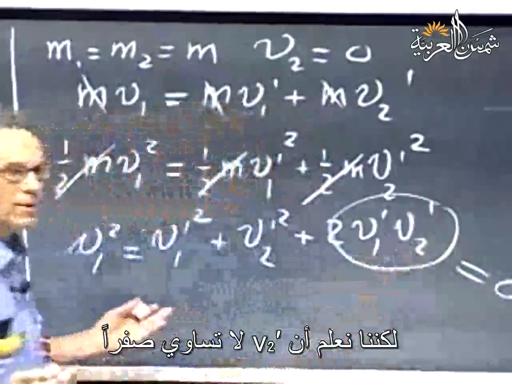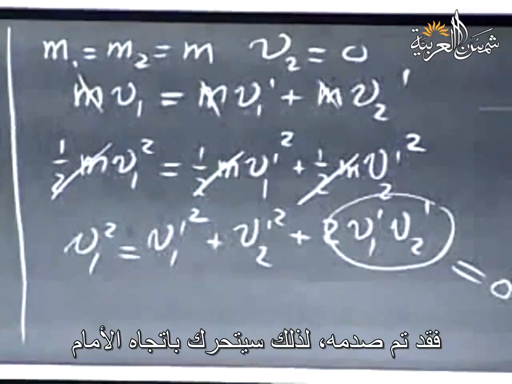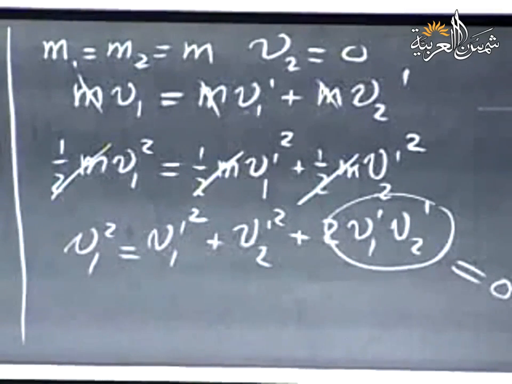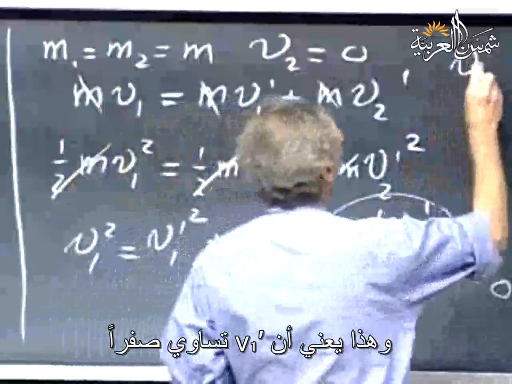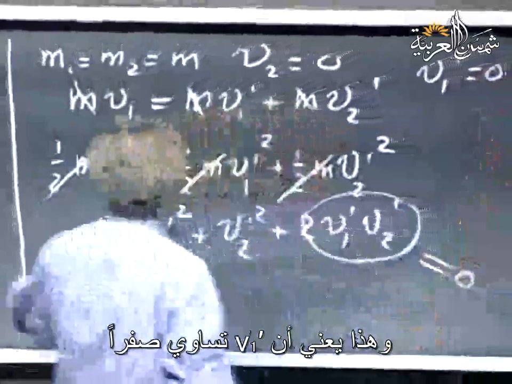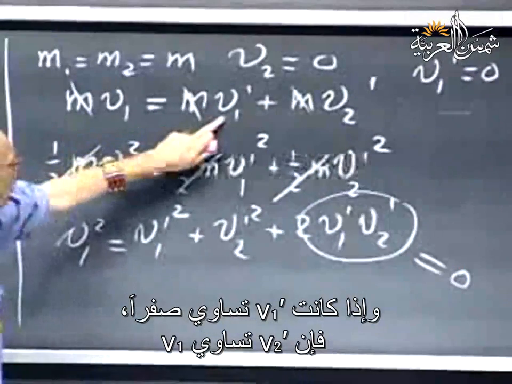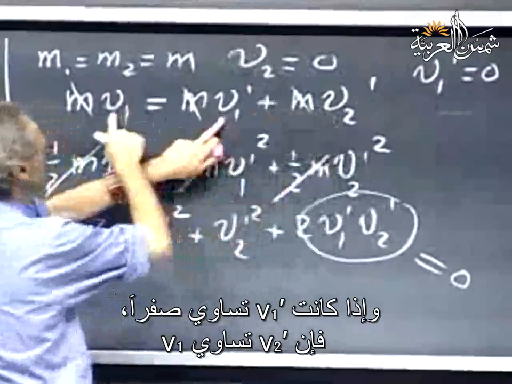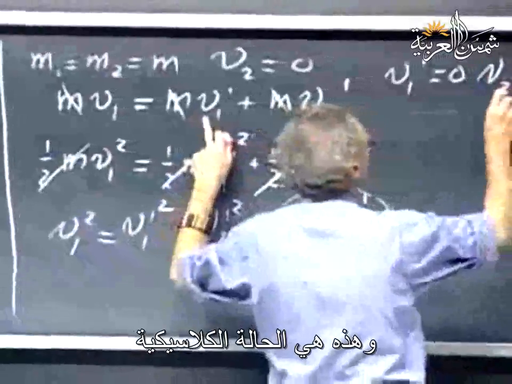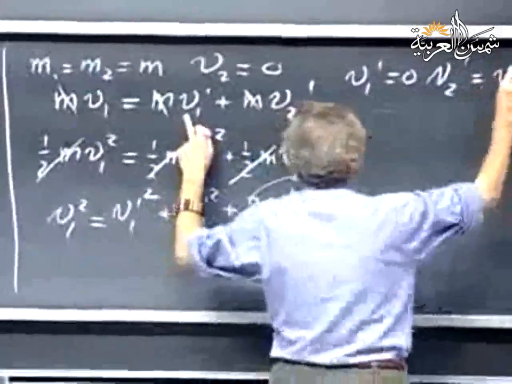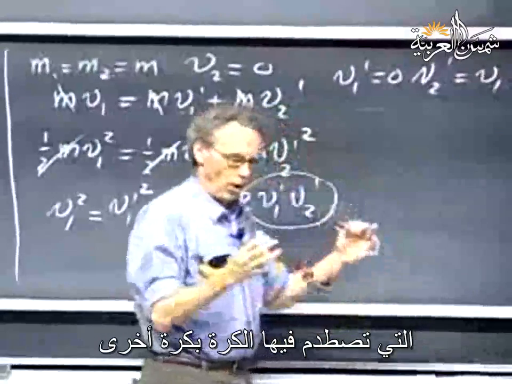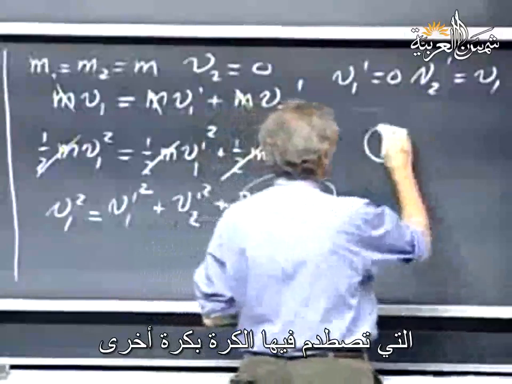But we know that V2 prime is not 0. It gets kicked, and so it will go forward. So what it means then is that V1 prime equals 0, and if V1 prime equals 0, you see that V2 prime equals V1. And this is that classic case whereby a ball hits another ball.